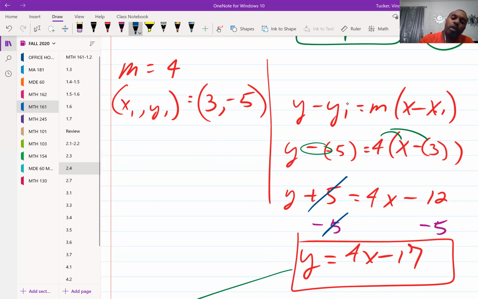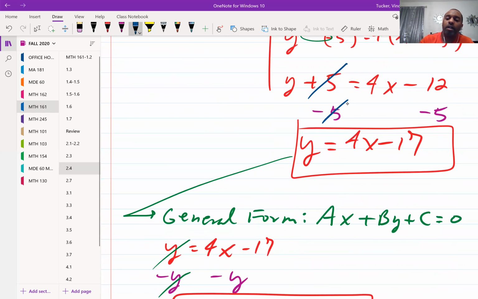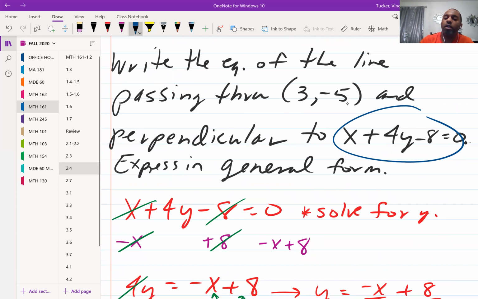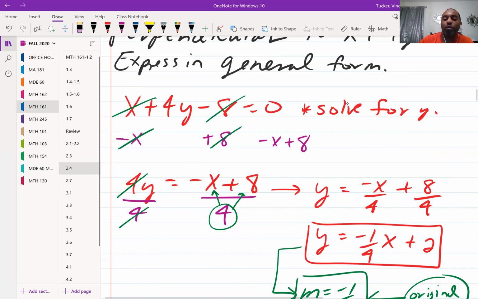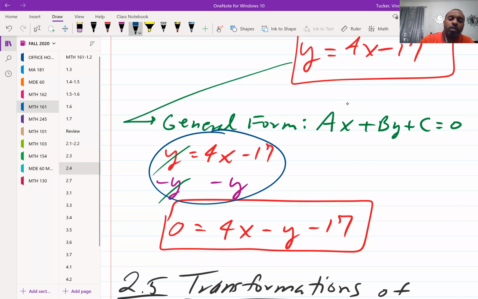All right, so now we need to put our answer in general form. General form is ax plus by plus c equal to 0. We look at what we had originally. That's what they did here. Basically, they just set one side equal to 0, putting all of your terms on one side of the equation. So what I did here was subtract y from both sides. 4x minus y minus 17 is equal to 0.